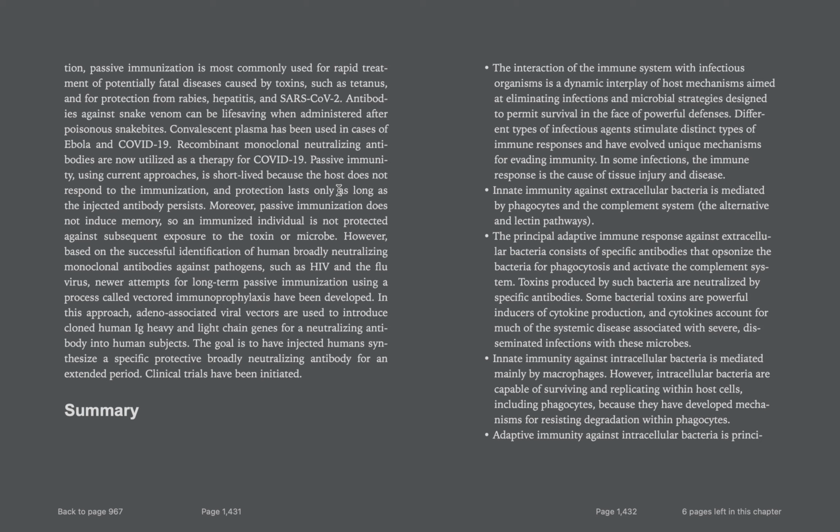Innate immunity against extracellular bacteria is mediated by phagocytes and the complement system, alternative pathway. The principal adaptive immune response against extracellular bacteria consists of specific antibodies that opsonize the bacteria for phagocytosis and activate the complement pathway. The toxins produced by such bacteria are neutralized by specific antibodies.